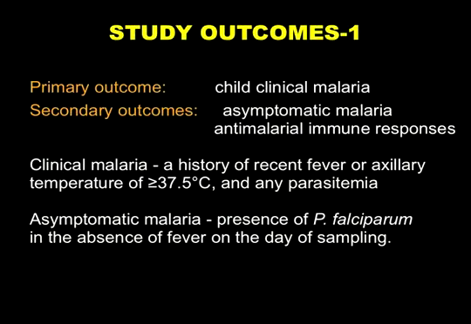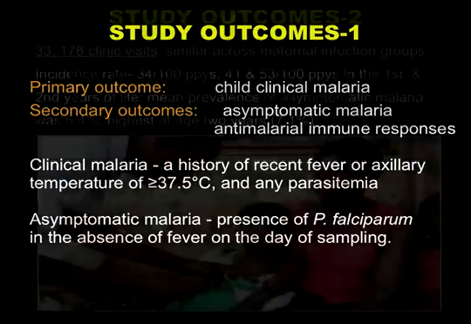Just to remind you, the primary outcome was child clinical malaria. Then in addition, secondary outcomes were asymptomatic malaria and antimalarial immune responses in the child. Clinical malaria was defined as a recent fever or an axillary temperature of 37.5 degrees centigrade or higher, plus any level of parasitemia, while asymptomatic malaria was defined as the presence of Plasmodium falciparum in the absence of a fever on the day the child came for their annual study visit.